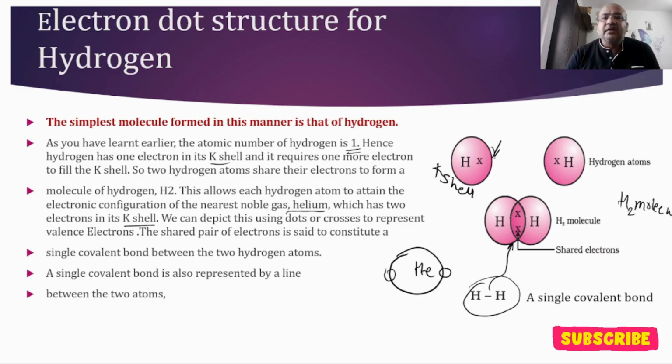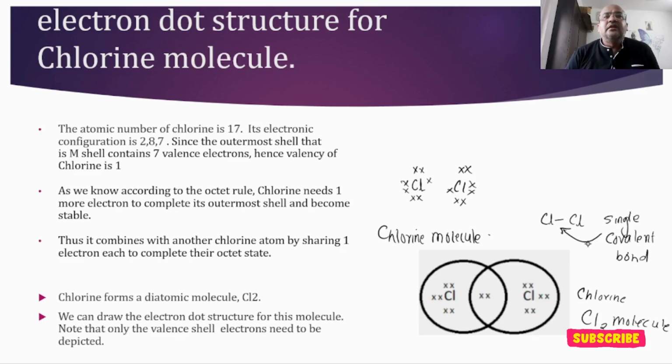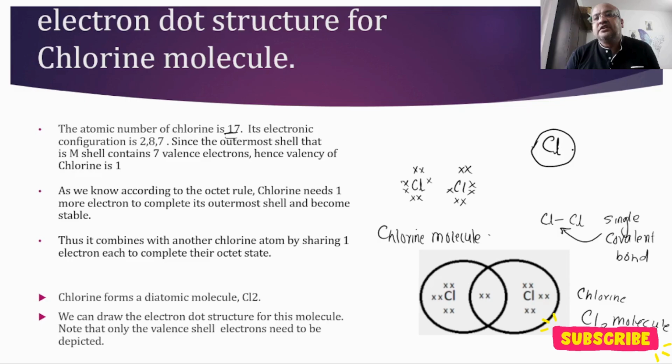Okay, now let's see some other compounds. Now let's see the electron dot structure for the chlorine molecule. We know that the atomic number of chlorine is 17. If you see the electronic configuration, it is 2 electrons in the first shell, and then you have 8 electrons in the next shell. See here, K shell 2 electrons, then L shell we have 8 electrons.